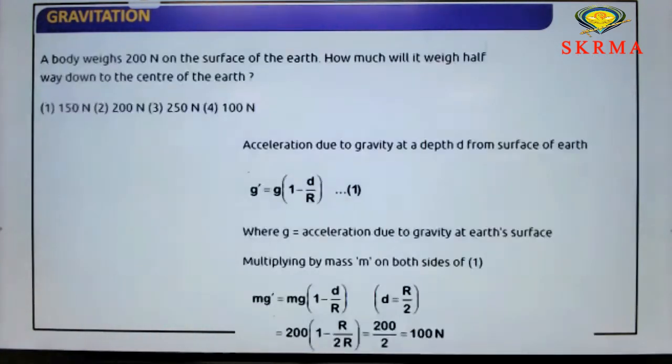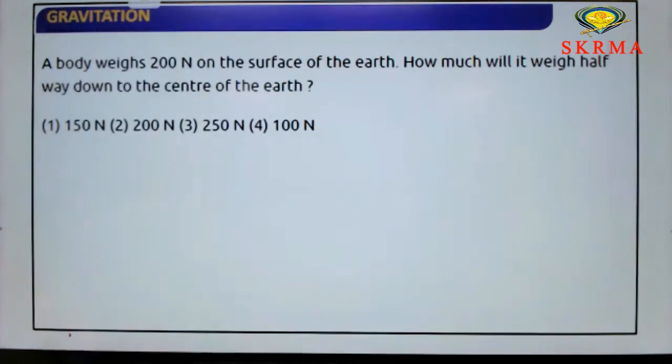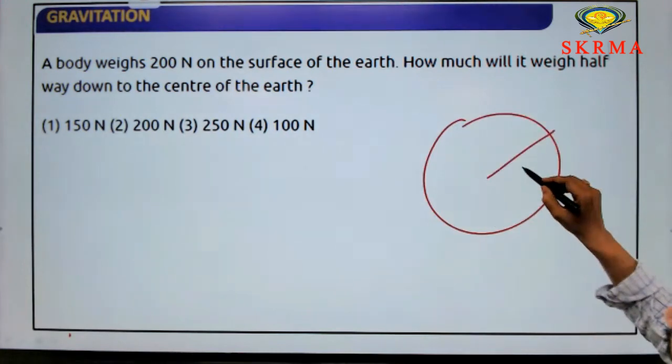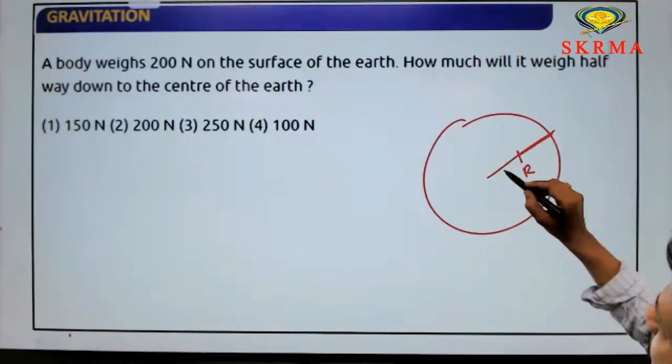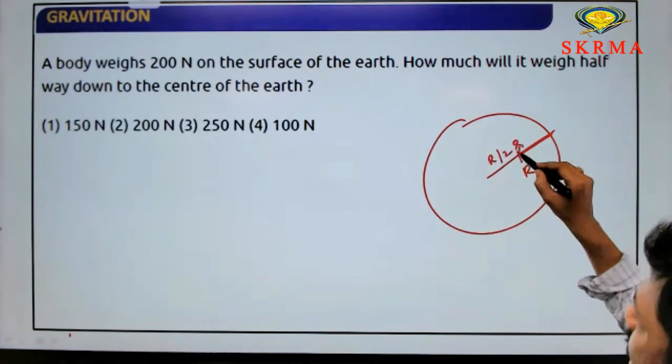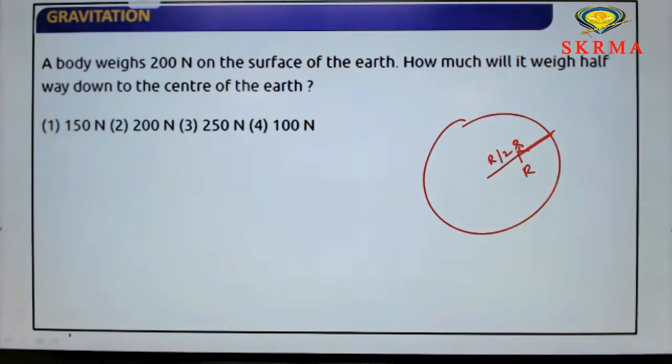The next one is, yes, this is also a basic equation. A body weighs 200 newtons on the surface of the Earth. How much will it weigh halfway down to the center of it? If you move halfway down, if the radius is R, you move down, which means at R by 2 you are standing. In such a case, what is your weight?